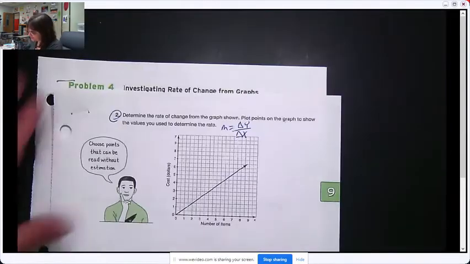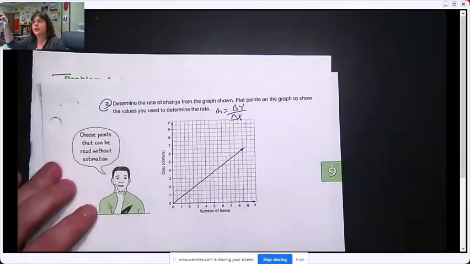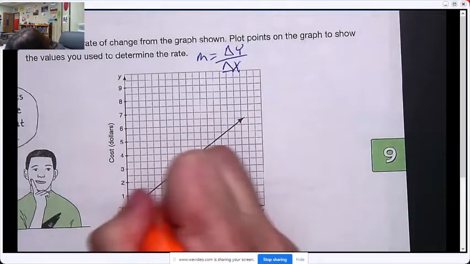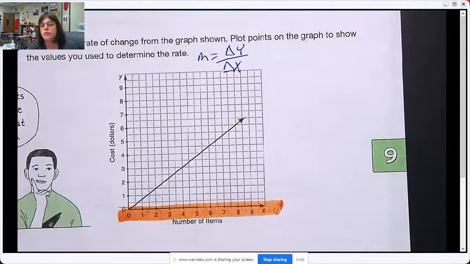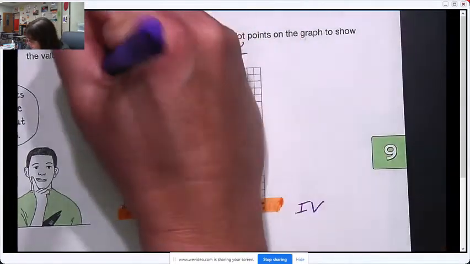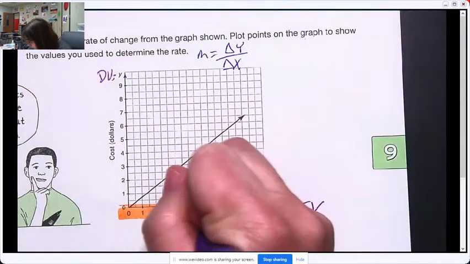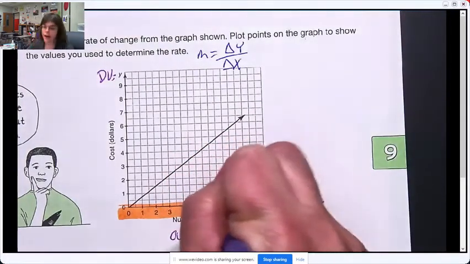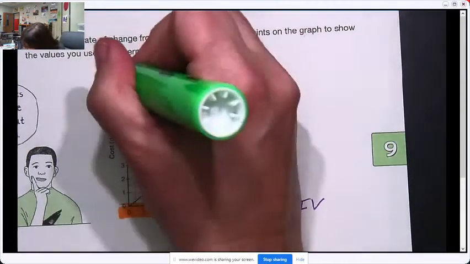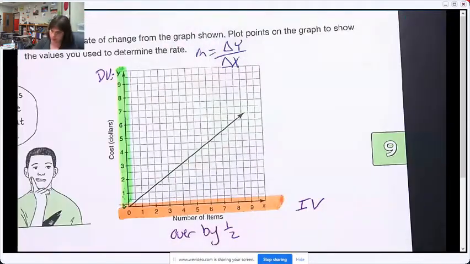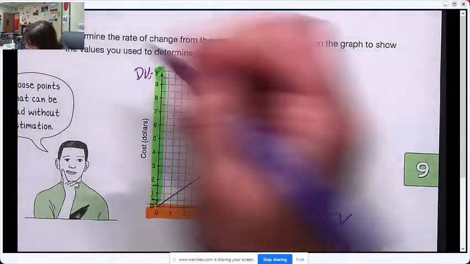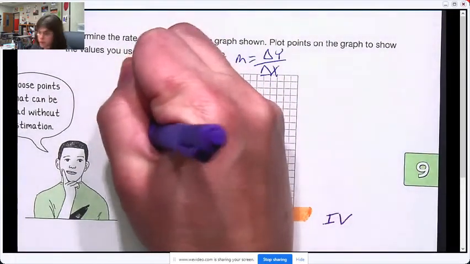Okay, let's look at number 2. Here's another one. If I look at the x-axis, same rate of change. It's going over by 1/2. This is your independent variable, remember. That's your dependent variable, y. Over by 1/2. Then I'm going to come over here. I can see that there's gaps, so up by 1/2.